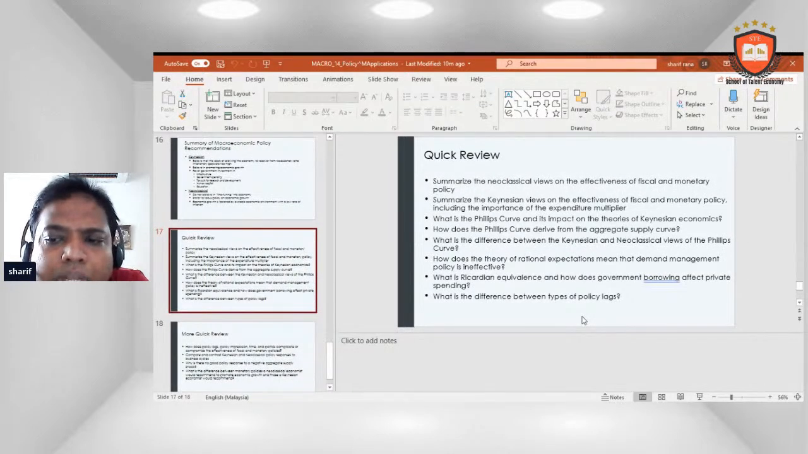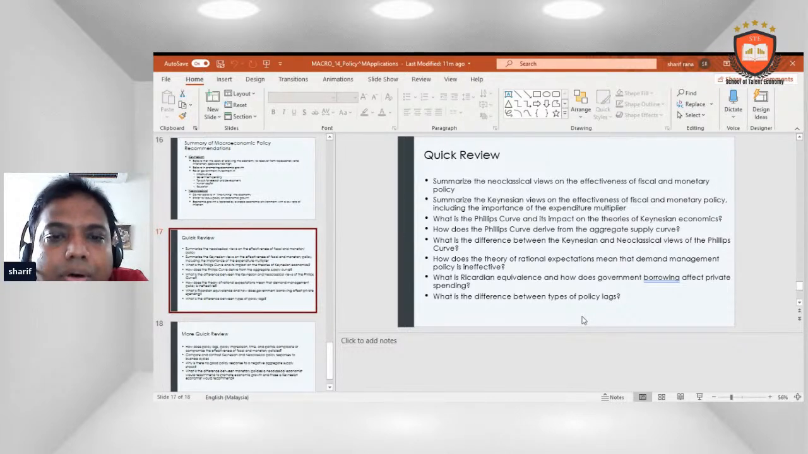If we go for a quick review, we can summarize the neoclassical views on the effectiveness of fiscal and monetary policy. Summarize the Keynesian view of the effectiveness of fiscal and monetary policy. What is the Phillips curve and its implication for the theory of Keynesian economics? How does the Phillips curve derive from the aggregate supply curve? What is the difference between the Keynesian and neoclassical view of the Phillips curve? How does the theory of rational expectations mean that demand management policy is ineffective?